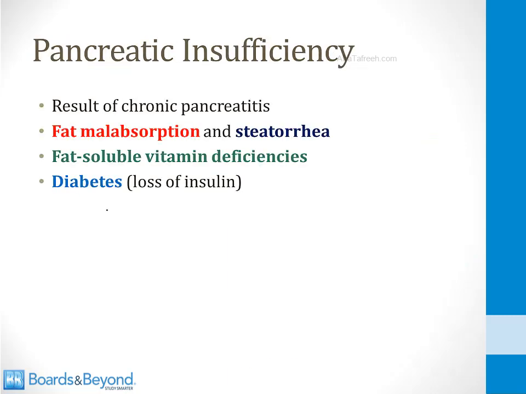Pancreatic insufficiency can also result from chronic pancreatitis. This is where you lose the exocrine and endocrine functions of the pancreas due to destruction of the tissue. Essentially, you have burned out the pancreas and it can't perform its normal functions any longer. When the pancreas isn't working, you won't have enzymes to absorb fat, so there will be fat malabsorption and steatorrhea. You may see deficiencies of the fat-soluble vitamins, and then you may also see diabetes, and this is because of loss of insulin production from the pancreas.